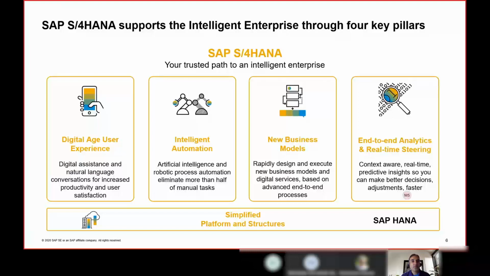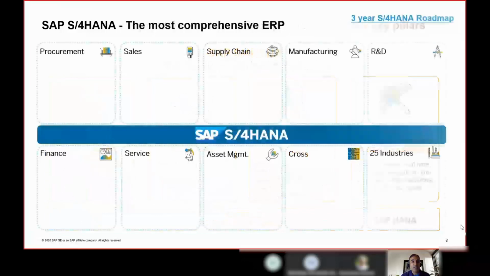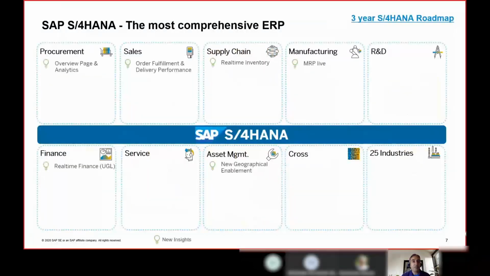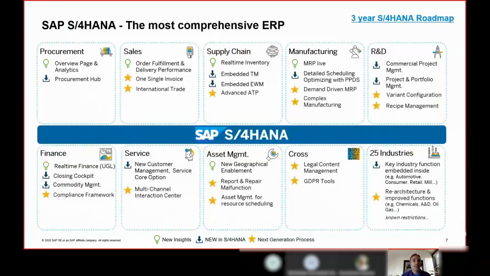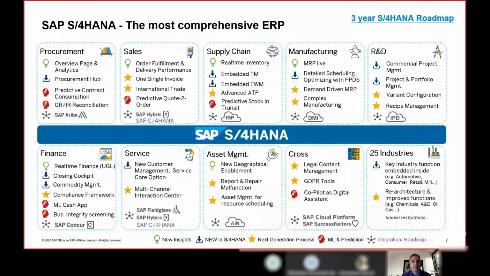So these are the 4 pillars on which the intelligent enterprise has been built. Now let us try to understand what exactly we mean by the intelligent enterprise when we say SAP is delivering it in the form of S/4HANA. SAP S/4HANA, as we said, is the most comprehensive ERP, which leverages these new technologies, be it artificial intelligence, be it RPA, or even the innovations which are being delivered in the core process as well.